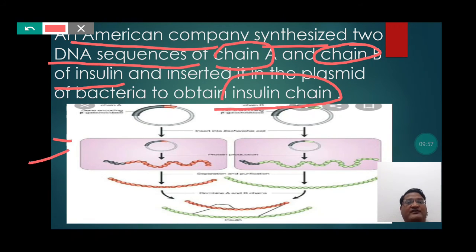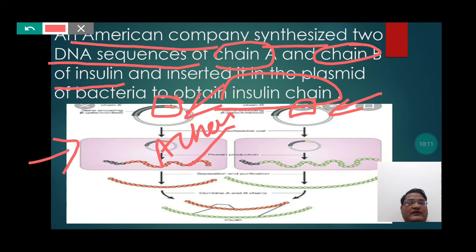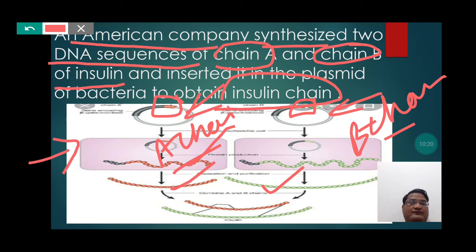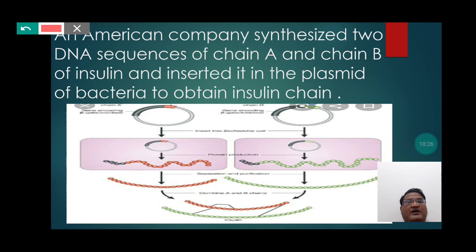So students, here in this picture you can notice that two separate plasmids of the bacteria have been taken, where the A chain and the B chain are being synthesized. This is the A chain, students, and this is the B chain. So both A chain and B chain have been synthesized here, which you can notice here. The A chain and the B chain are the parts of the insulin.